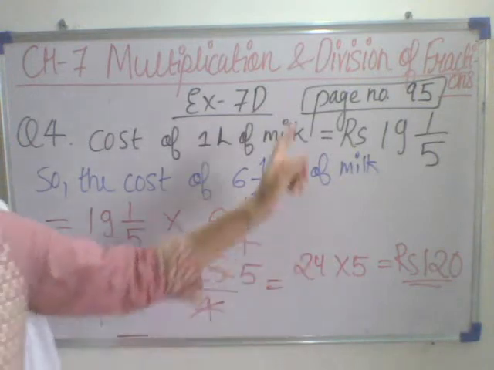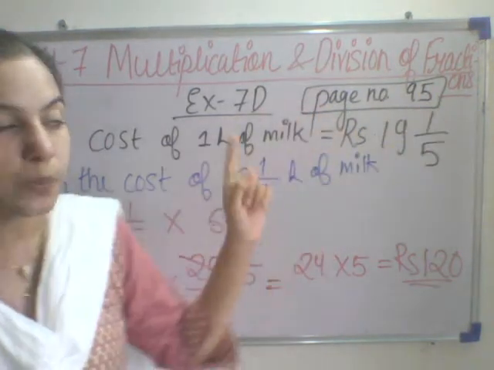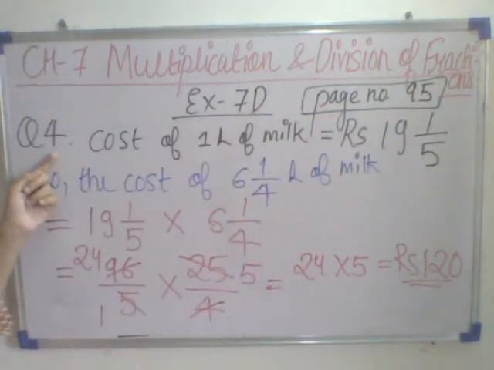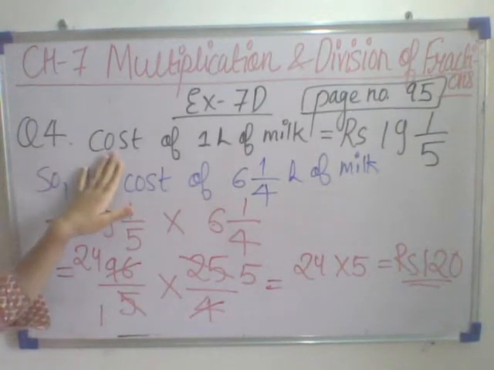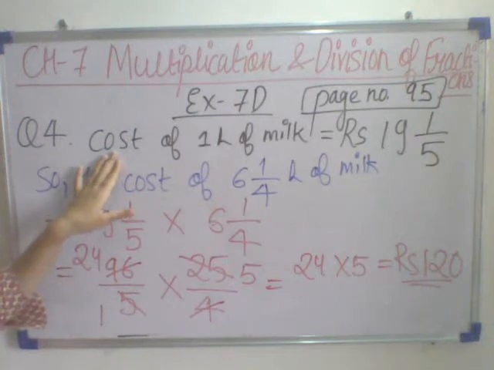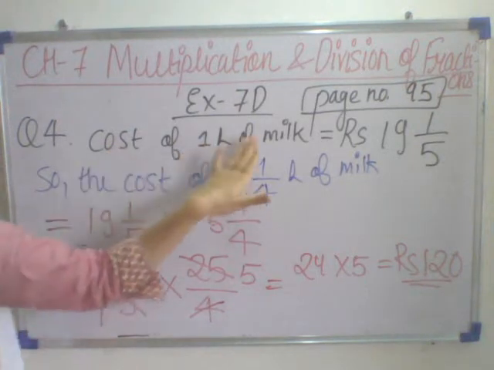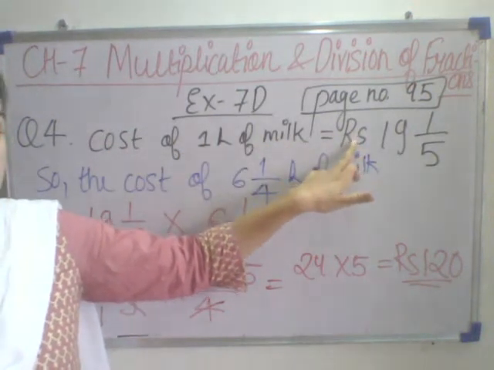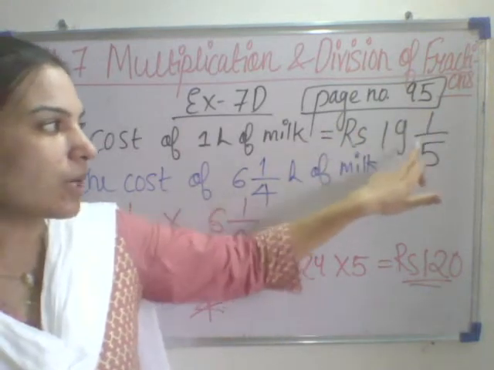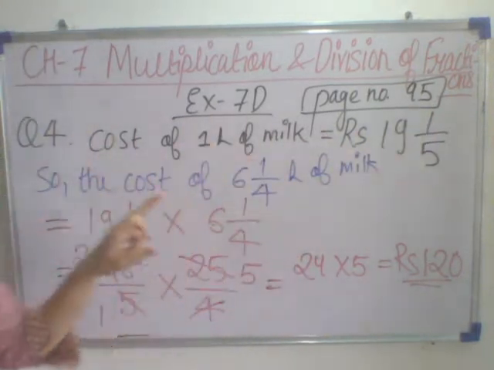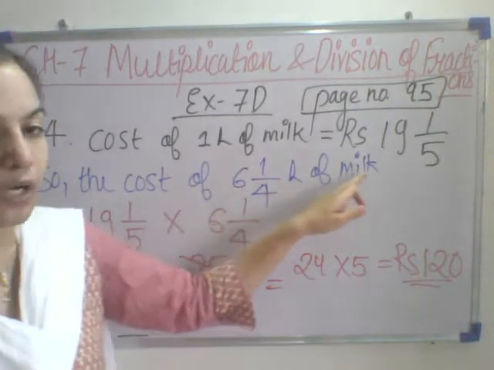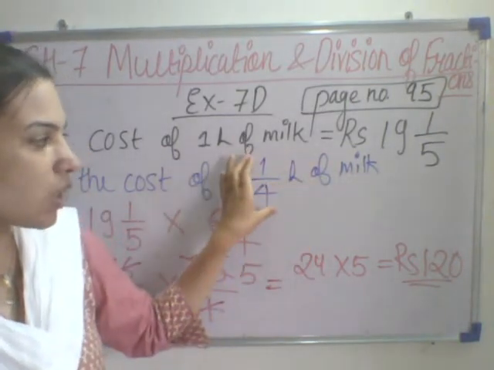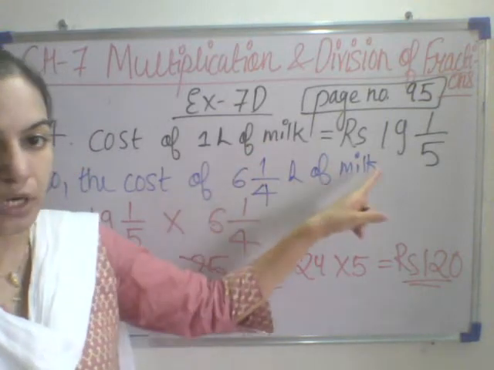Let us revise this question. Students, you have to see page number 95. We are doing question number 4. What is given in the question? The cost of 1 liter of milk is given, that is rupees 19, 1 upon 5. And what we have to find? We have to find the cost of 6, 1/4 liter of milk.